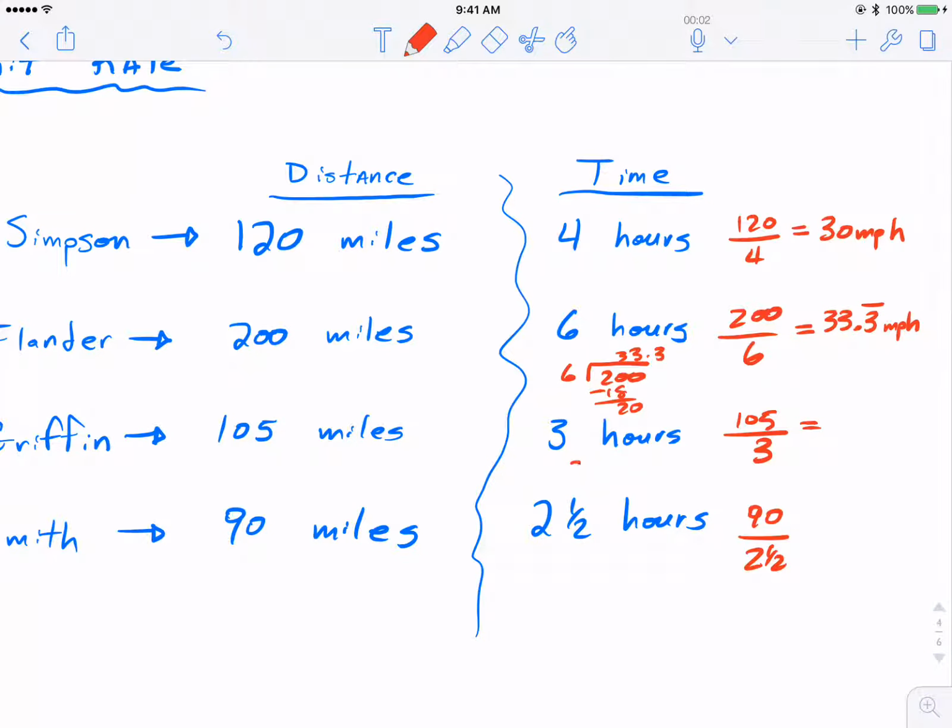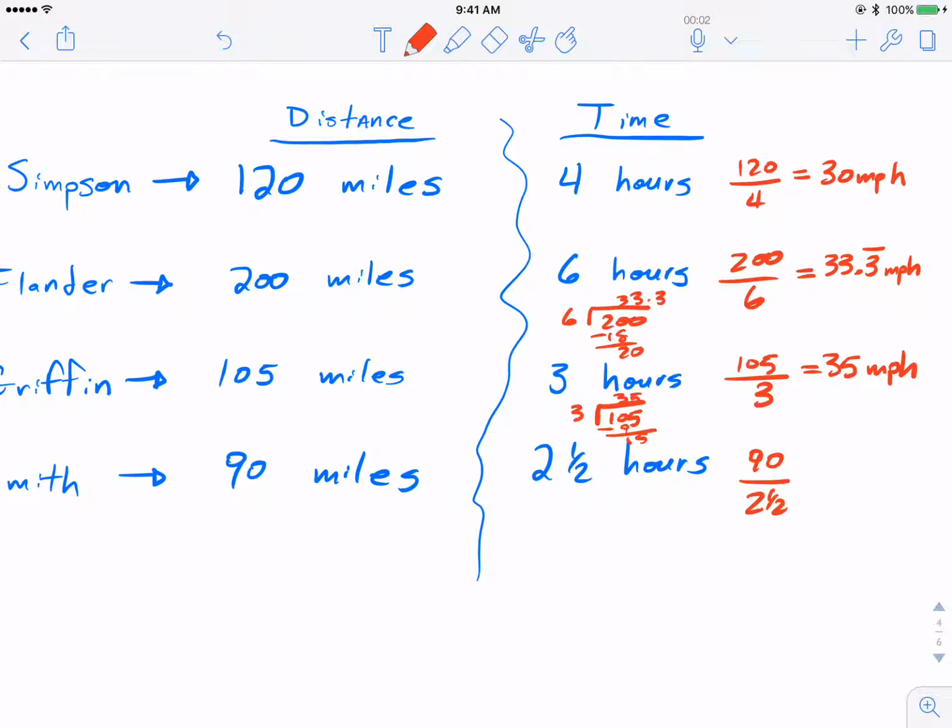3 into 105 will also divide out. Pretend this is book 1 and we don't have our calculator. And that's going to be nicely 35. And the last one's going to be a little tricky. 2.5 into 90. We can make this 25 into 900 if we multiply both by 10. 25 goes into 90 3 times. That's 75, leaving 15. 150, we're looking at 36.